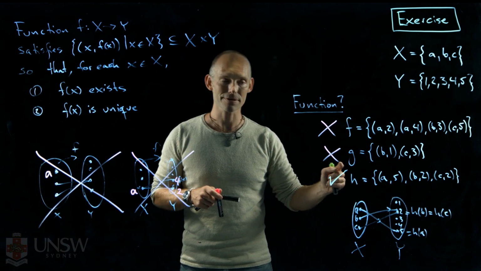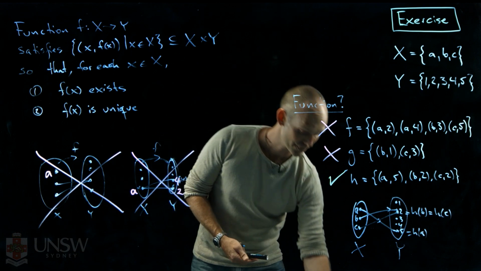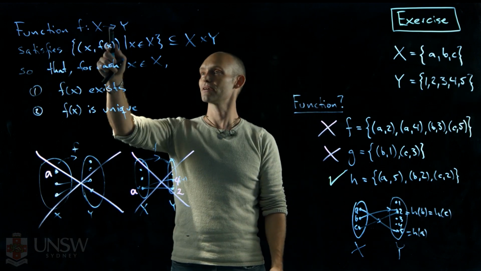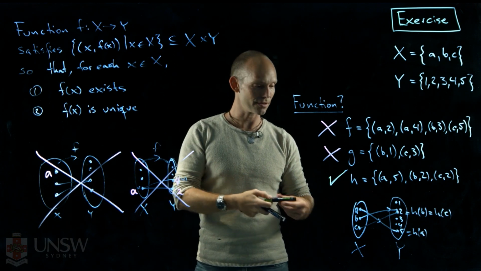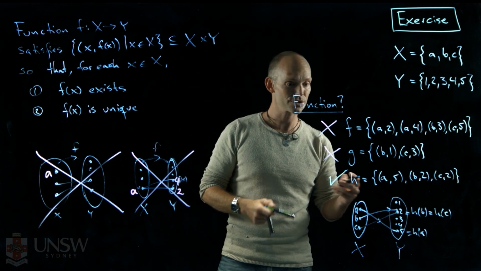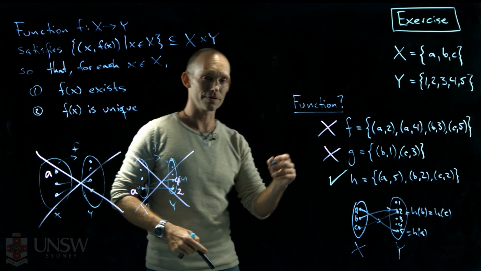And that brings us to another concept. If you do have a function, then you have the domain and the codomain, but you have one other set that's associated to it, and that's the range or the image.